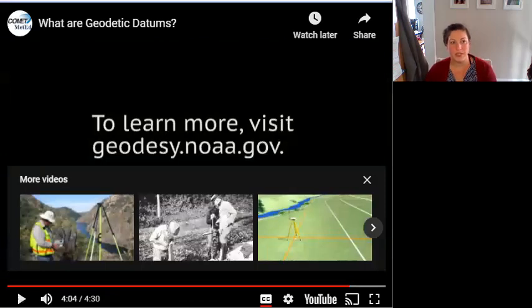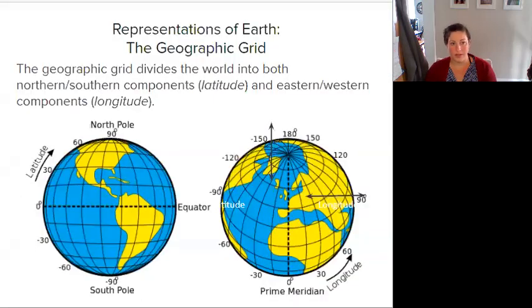Now that tells you a little bit about datums, and it also went into latitude and longitude. So the geographic grid divides the world into both latitude and longitude.